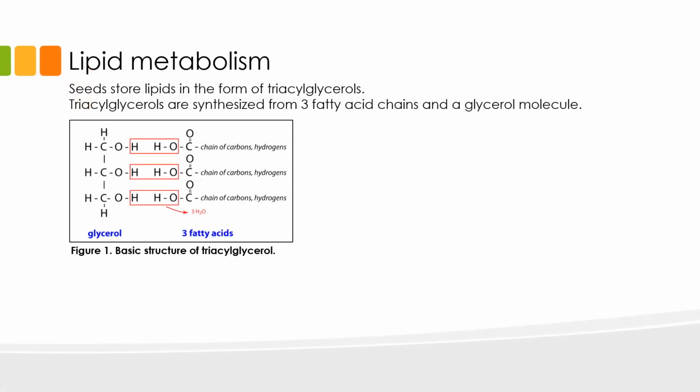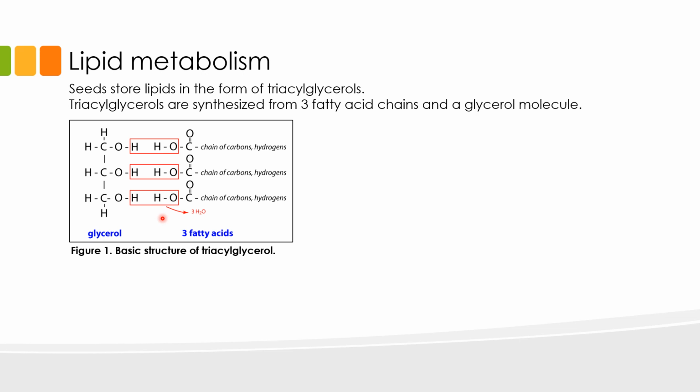Lipids or fats are stored in the seed in the form of triacylglycerols or TAGs. Triacylglycerols are made up of a glycerol molecule attached to three fatty acid chains. This figure illustrates the basic structure of a triacylglycerol. We have here the glycerol backbone, and attached to it are three fatty acid chains, 1, 2, and 3.